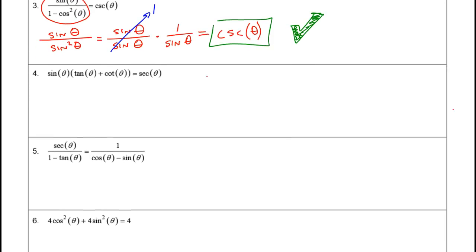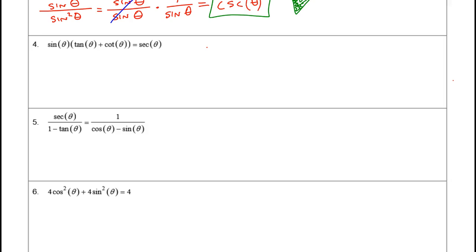Question number 4. I got sine theta times the sum of tangent and cotangent equals cosecant theta times secant theta. We have a choice. Which one is more complicated? That certainly looks more complicated to me. The first thing I'm going to do is I'm going to take tan theta and cotangent of theta. I'm going to rewrite those in terms of sine and cosine, and then I'm going to distribute sine theta to each of those terms. Here we go.